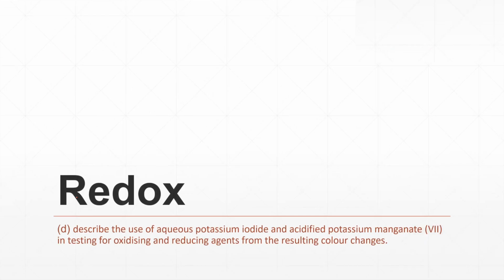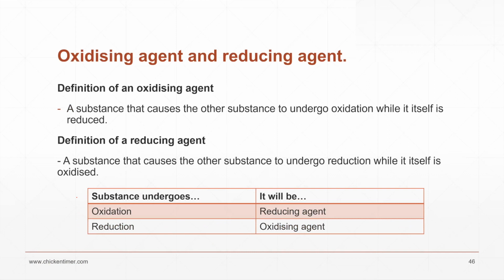We have the last part, this one. Oxidizing and reducing agents, the super confusing one, or is it not confusing to you? It's a bit confusing. An oxidizing agent is a substance that causes another substance to oxidize. So you remember it like that: oxidizing agent causes others to oxidize.